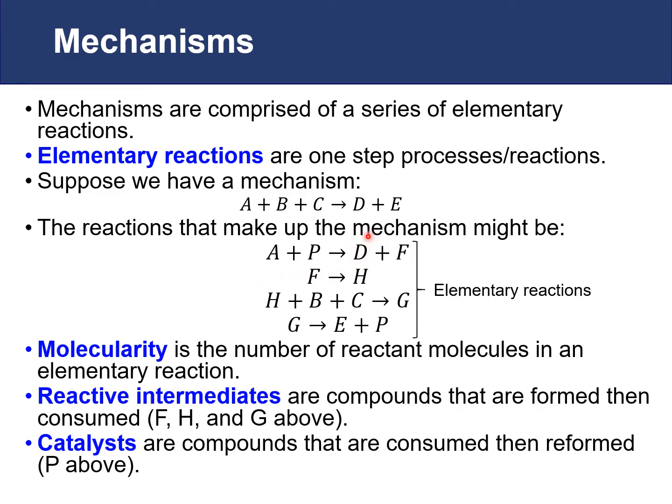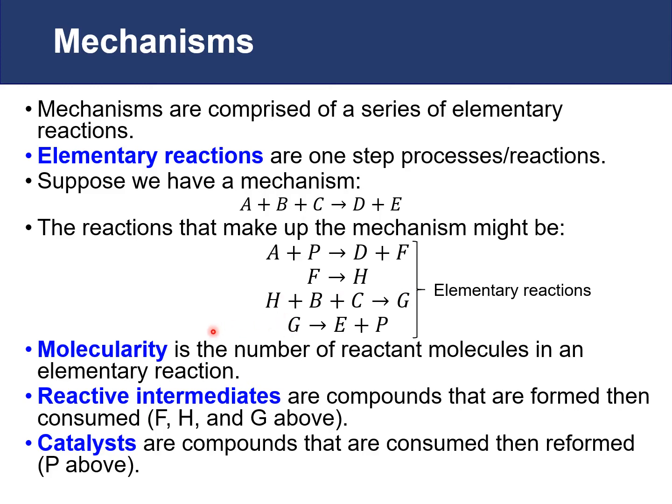D here, however, is one of our products, so this would be a product. A shows up in our balanced chemical equation, so that would be a reactant. So in terms of our intermediates, F is an intermediate because it is first formed and then it goes away. H is an intermediate. It is formed and then goes away. And G is an intermediate. It gets formed and then goes away.